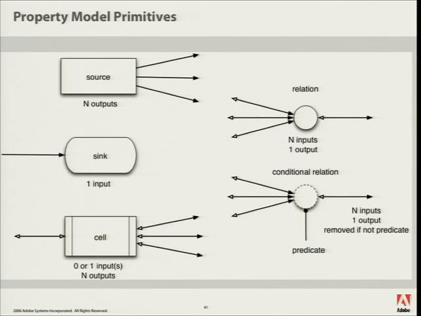Now, a full notation here. We have sources, which just have n outputs. Sinks just have a single input. A cell can have 0 or 1 inputs, meaning it can be derived or itself can be a source, and the remaining are outputs on it. And then relationships have n inputs and 1 output always, and a conditional relationship is the same with just a predicate on it. So those are the basic computational structures for this system.